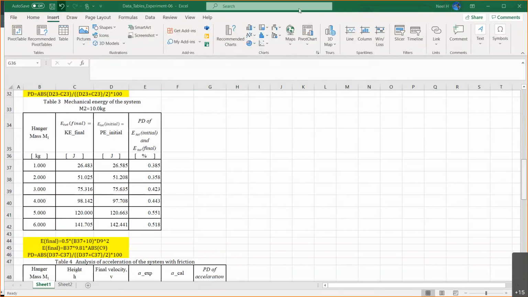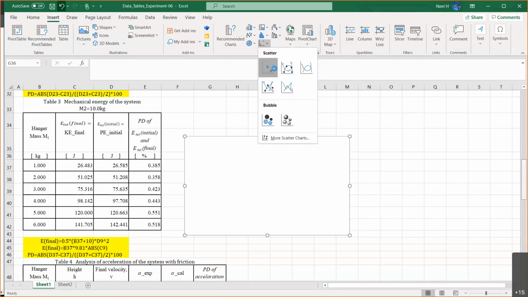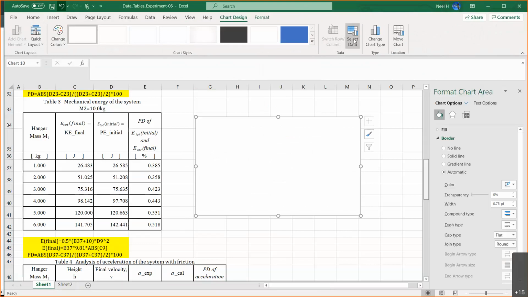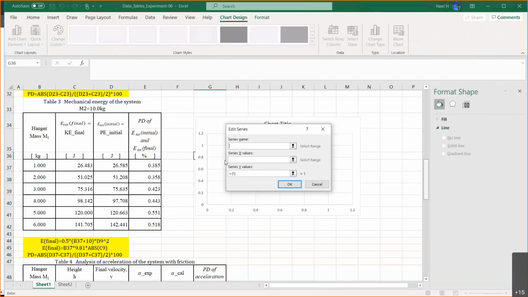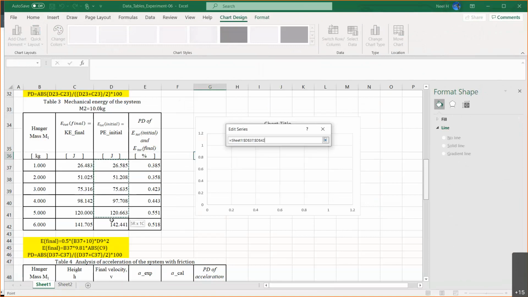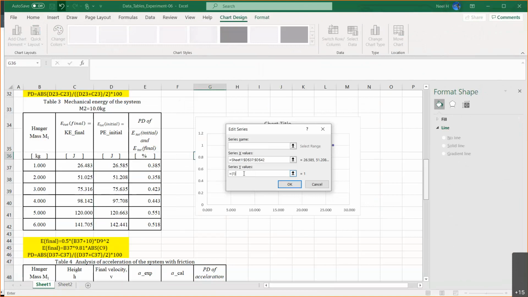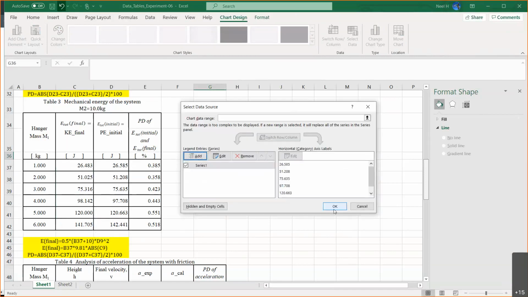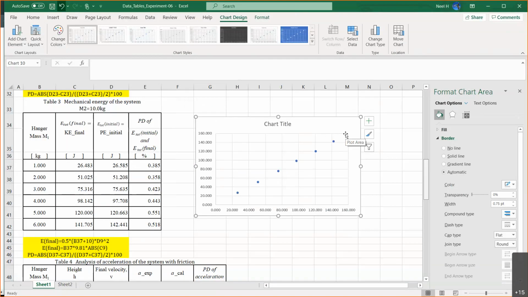So let's start that. Okay, so let's make a graph. Insert, and then again the scatter plot we're always doing, right? The scatter plot. Let's add the data, double click, select data, add X values. Let's put initial total energy, starting from D37 to D42. And then Y values, let's put final, C37 to C42, click OK, click OK again, nice linear graph.